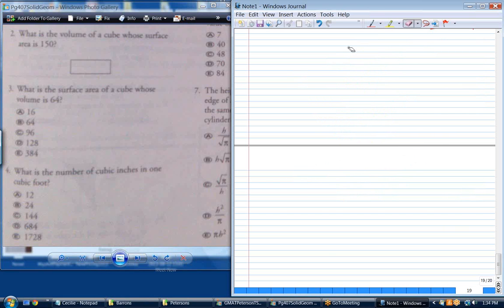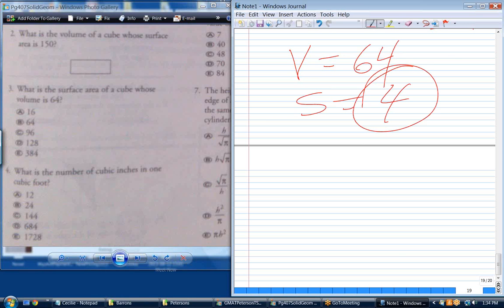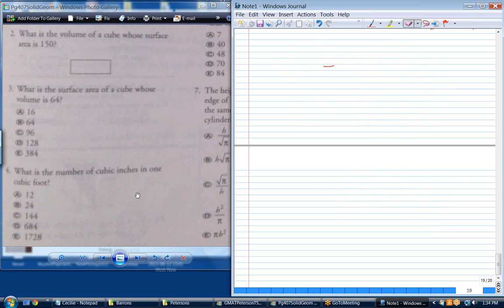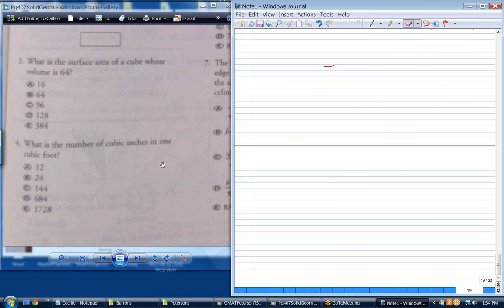Okay. What's the surface area of a cube whose volume is 64? Well, the side is 4. Okay. What's the surface area if the side is 4? 96. Because each face would be 16, and there's 6 of them. Okay. Good. Seems like you know your solid geometry pretty good.